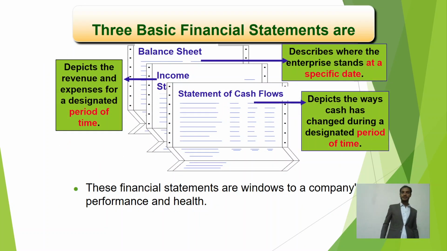The basic financial statements depict the revenue and expenses for a designated period of time. The income statement does this. The balance sheet describes where the enterprise stands at a specific date. The statement of cash flows depicts the way cash has changed during a designated period of time. These financial statements are a window to a company's performance and health.